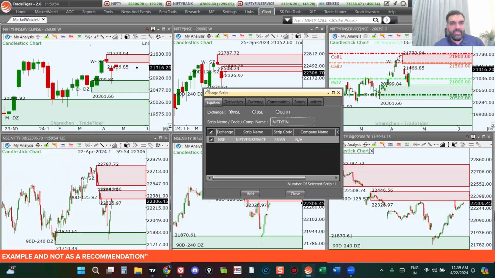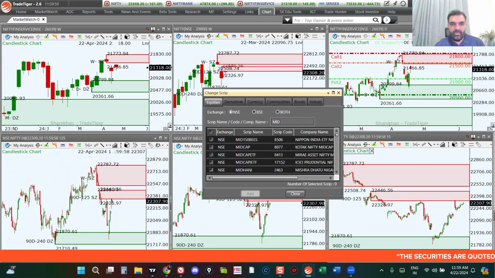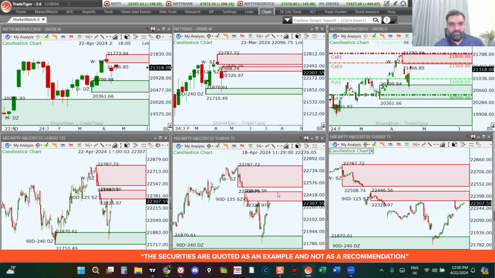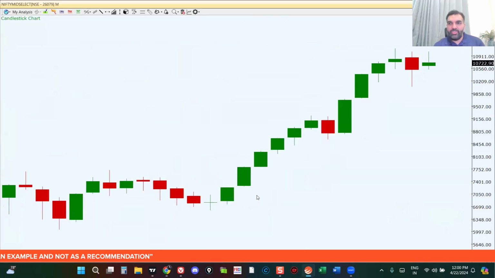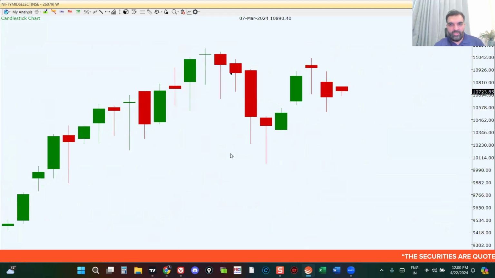Let's move on to the next index, which is going to be mid cap. So let's select mid select. And let's start with the monthly chart first. And if you look at the monthly chart of mid select, we are again consolidating. So again, nothing very clear on the monthly chart.